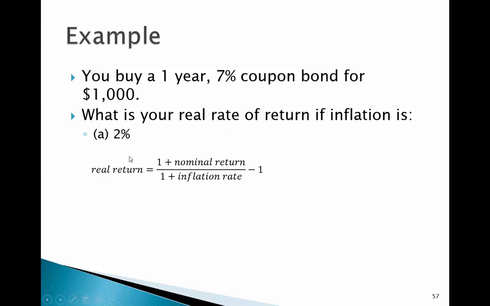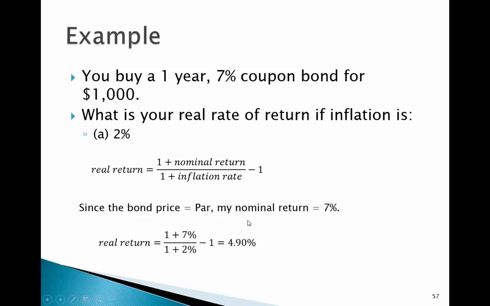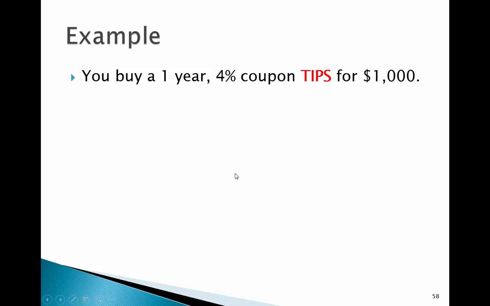Now, what's my real rate of return? If inflation is 2%, well, here's the formula I was talking to you about. 1 plus the nominal return. Now, the nominal return in this case is going to be 7%. That's what I'll make in nominal terms, just the amount I'll make on that bond. So I just have to put that in here for nominal. 2% is the inflation rate, and that's the answer, 4.9%. Okay?